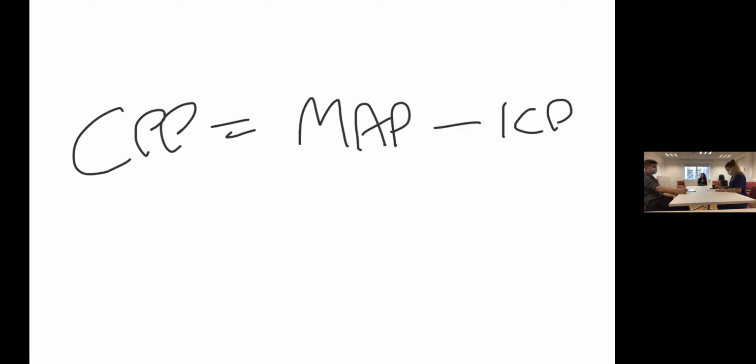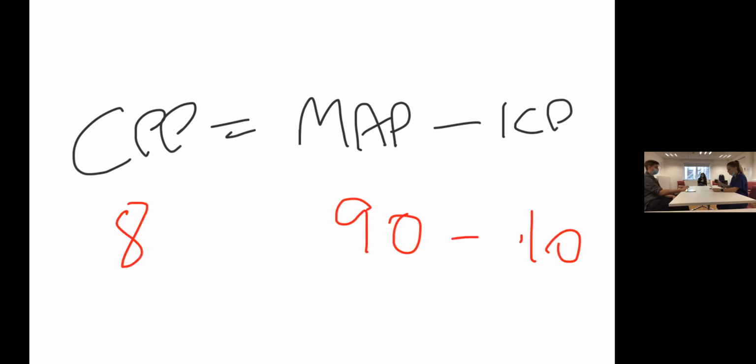So cerebral perfusion pressure is mean arterial pressure minus intracranial pressure. Normal values: so mean arterial pressure, say your normal is around 90 millimetres of mercury. Normal intracranial pressure would be between 5 and 15 millimetres of mercury, or 10. So that'll give you a normal cerebral perfusion pressure of around 80 millimetres of mercury.